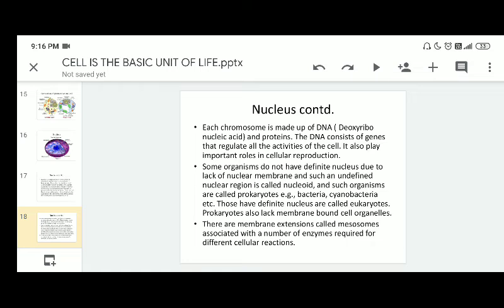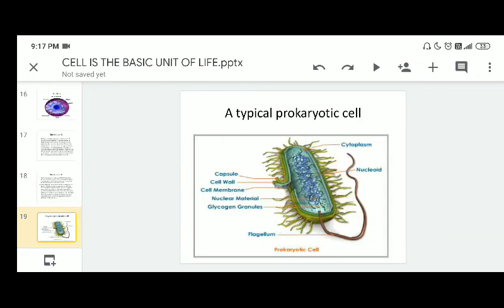Prokaryotes also lack membrane bound cell organelles, that is mitochondria, Golgi body. These structures are absent in them. There are membrane extensions called mesosomes associated with a number of enzymes required for different cellular reactions found in the prokaryotic cells like the bacteria. This is a typical prokaryotic cell. You can well locate the nucleoid and the bacterial cell wall, cytoplasm, but no nuclear membrane and nucleoplasm.